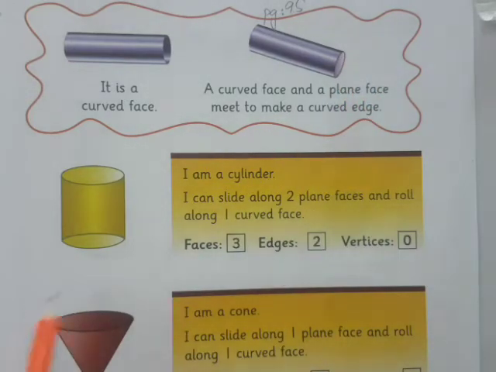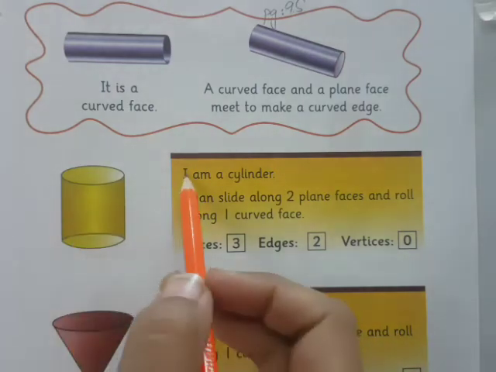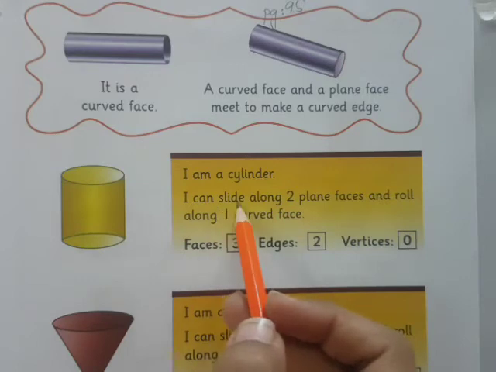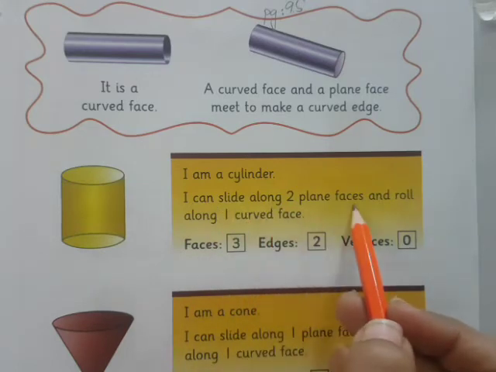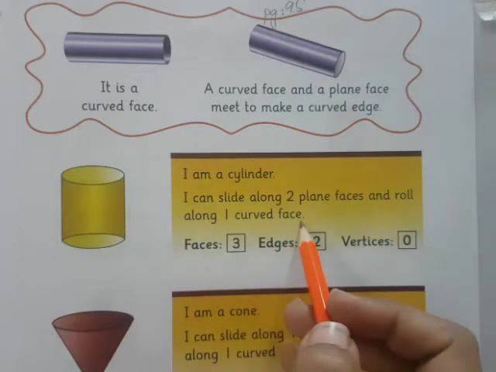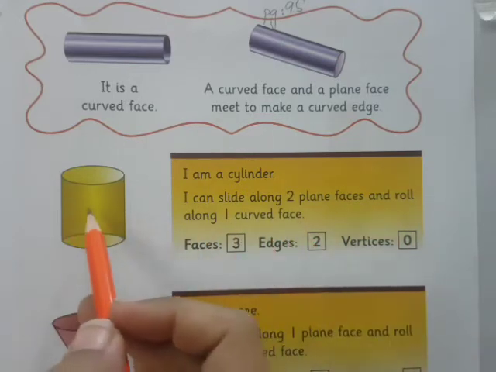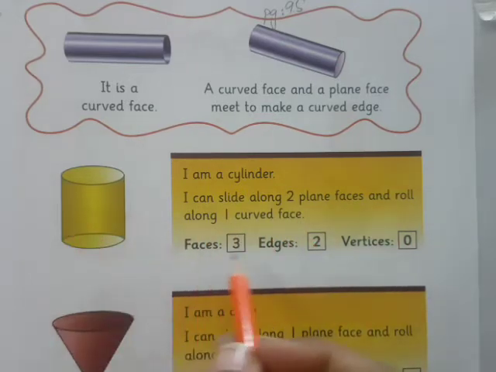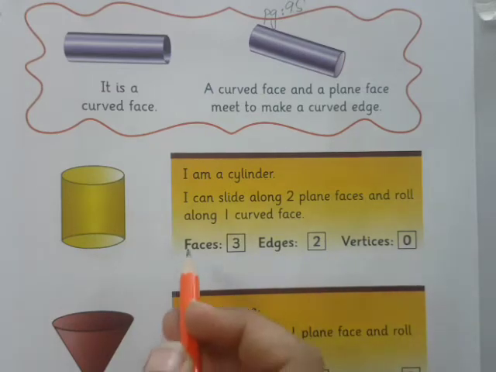Okay, tell me, what is the next shape? It's a cylinder. I am a cylinder. I can slide along two plane faces. These are two plane faces, and roll along one curved face, and this is one curved face. How many faces, edges and vertices does it have?